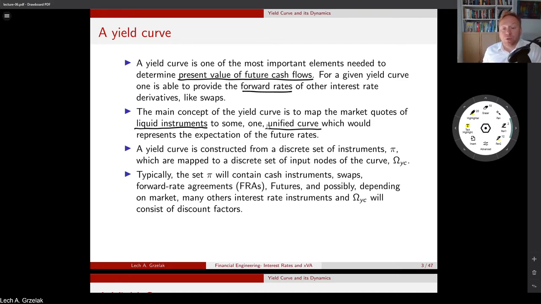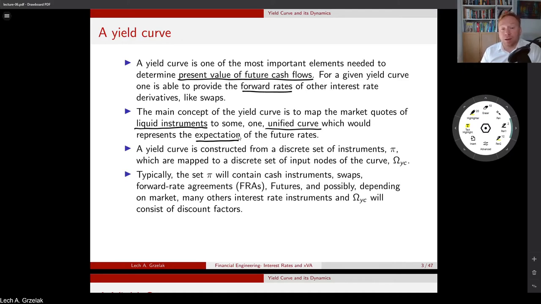And so we have this unified curve, which includes all those market instruments into essentially one function. And this function represents the expectation of the future rates. In the previous lectures, I think it was lecture number 3, we were looking at the dynamics of a yield curve. And at that point, you could see that although it looks stochastic because we observe this curve from day to day, from today's perspective, this curve is very deterministic because market prices are based on expectations.